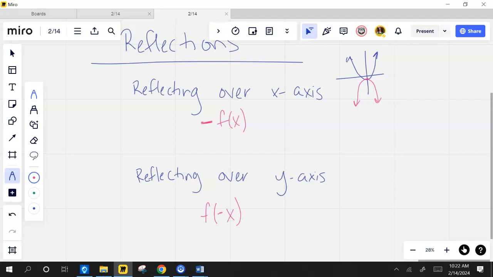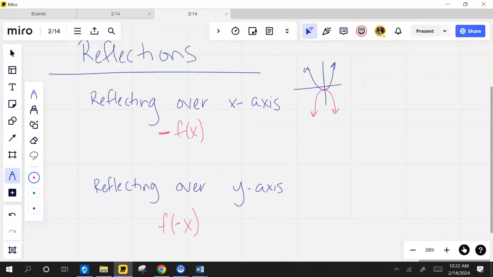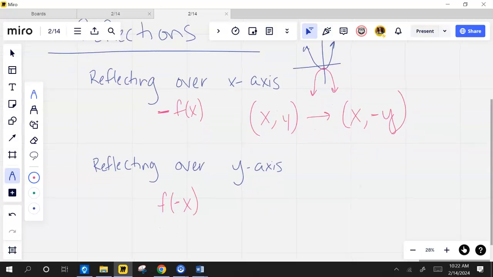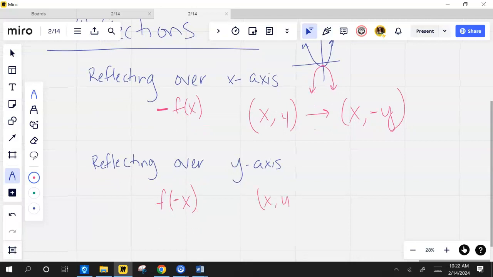These are pretty easy. If you look at the column that says change, if I reflect over x, then I take every point that was on there, I keep the x the same, but I change the y. I make the y opposite. So it's different than what you think because I'm reflecting over x, but I'm negating y. And then vice versa if I reflect over the y-axis, I'm negating x.